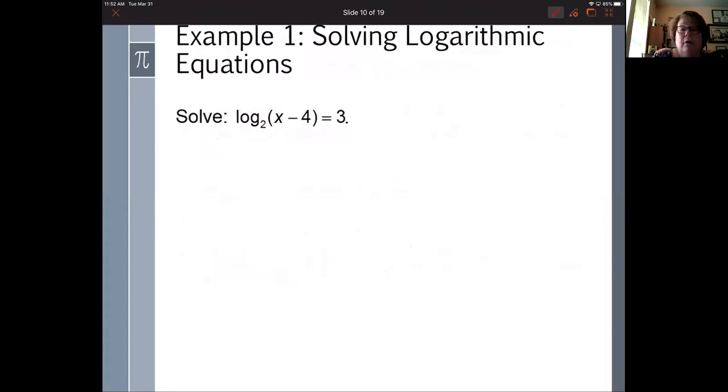I have log base 2 of x minus 4 equals 3. So let's write this as an exponential. My base is 2. That is my base. I am raising that to the third power. This is my exponent. So 2 to the third, and that's equal to what I'm taking the log of, x minus 4.